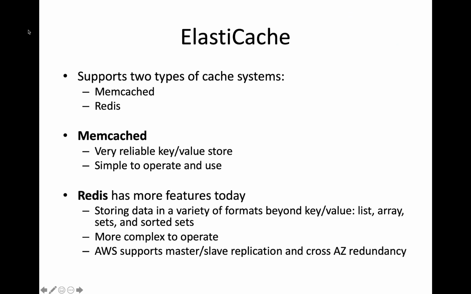The ElastiCache service supports two different types of caching systems. It supports both Memcached and Redis. Both have been around for a long time, but Memcached I think predates Redis, and it's been around a very long time. It's used as a key value store. It's very simple to use. Oftentimes we use it to cache database queries.